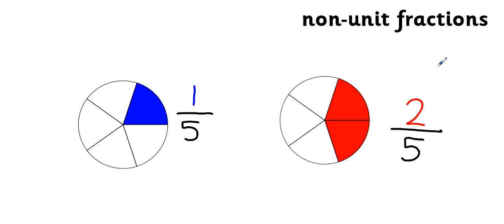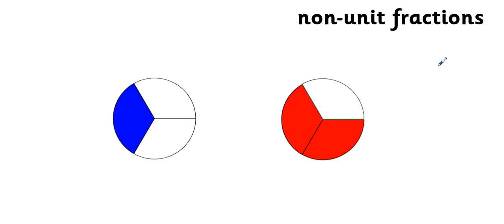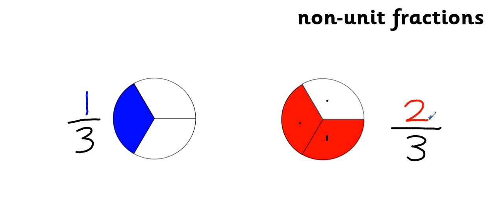Let's look at some more examples together. The blue one shows 1 out of 3. What does the red one show? The blue one is 1/3. What's the red one? Well, there are still 3 equal parts. 1, 2, 3. How many have been coloured in? It's 2. So the blue one shows 1/3, and the red one shows 2/3.